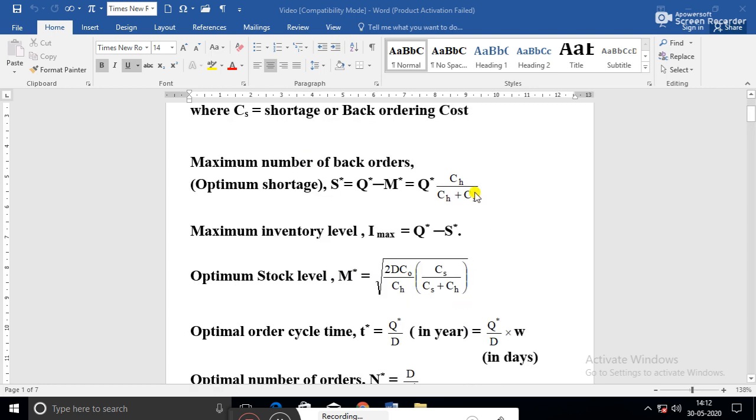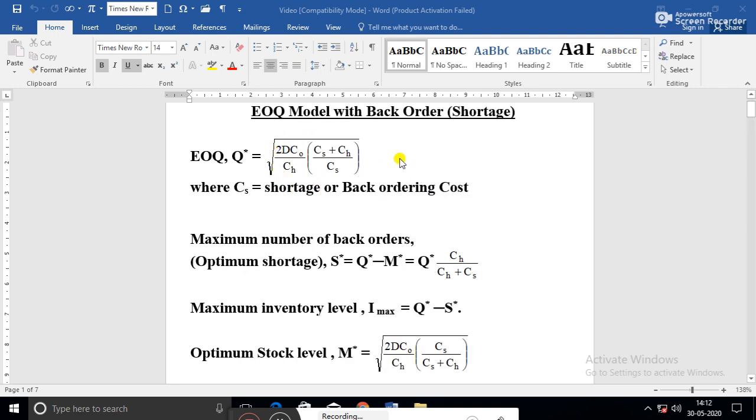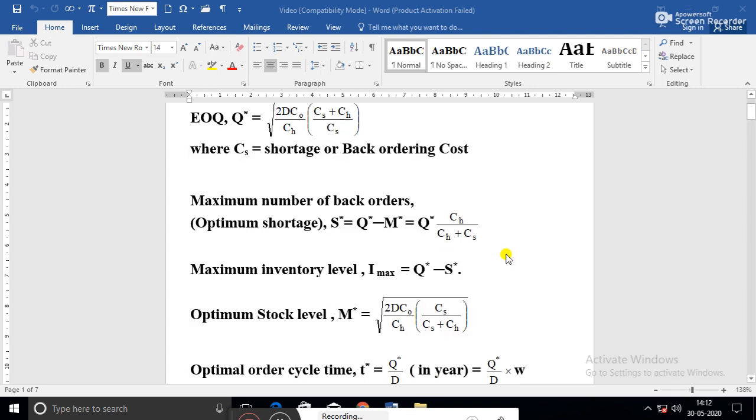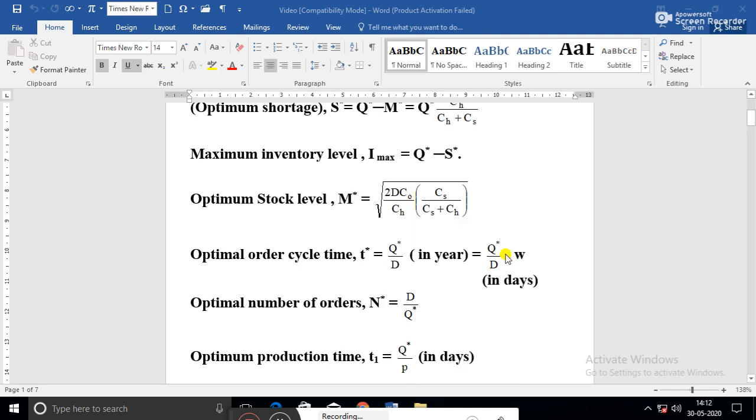Now if you directly want to find out the maximum or optimum back order size, then you can do one thing: this Q star into CH by CH plus CS. For this topic you need to remember the formulas.